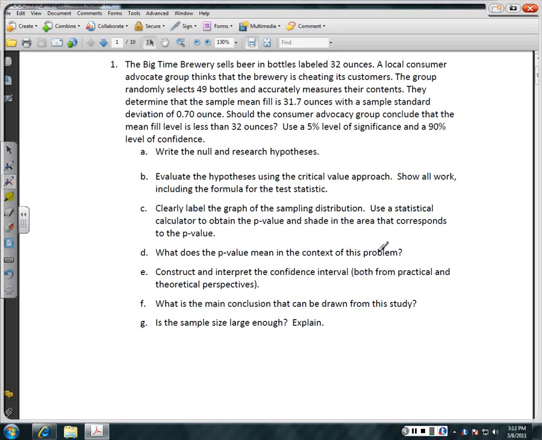So what we have here is a random sample of 49. So n is equal to 49. The sample mean is 31.7. With a sample standard deviation of 0.70. By the way, that's the big difference right here. This is how we know we're doing a t-test, because it has sample standard deviation.